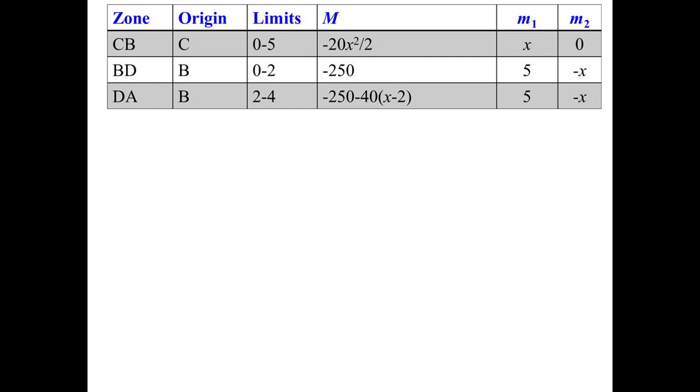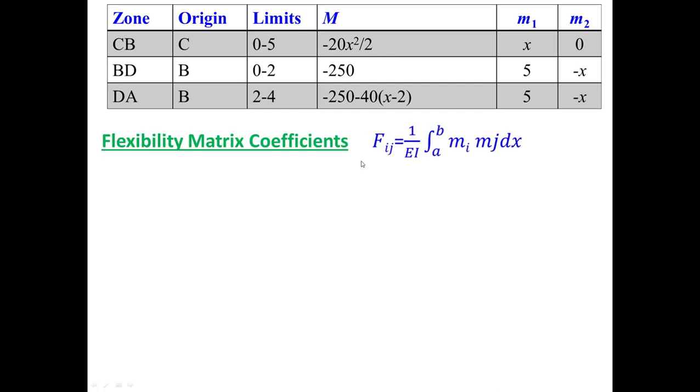Okay. Now next we have to calculate the elements of flexibility matrix. I will repeat the moment table again here. Now flexibility coefficients. Flexibility coefficient Fij is equal to 1 upon EI integration Mi into Mj. So if you are calculating F11, we know that it becomes M1 into M1. If you are calculating F12 or F21, it becomes M1 into M2. And if you are calculating F22, it becomes M2 into M2. So now we have to apply this integration formula to calculate the flexibility matrix coefficients.